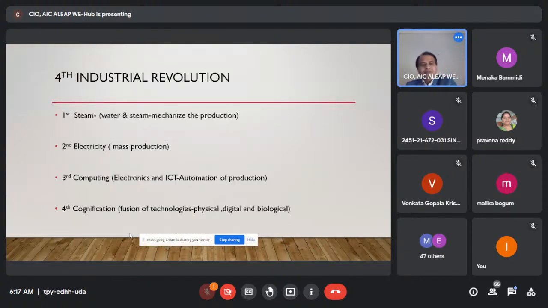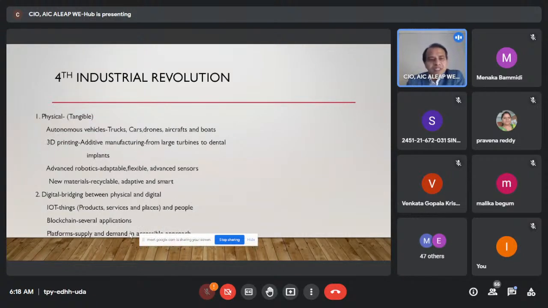So where are we? We are in the fourth industrial revolution, Industry 4.0. It has a fusion of technologies: physical, digital, biological. Physical comes with the use of drone technologies and aircraft. In fact, some companies have released new cars, flying cars. So those are our new technologies. In fact, drones have already created a large impact.